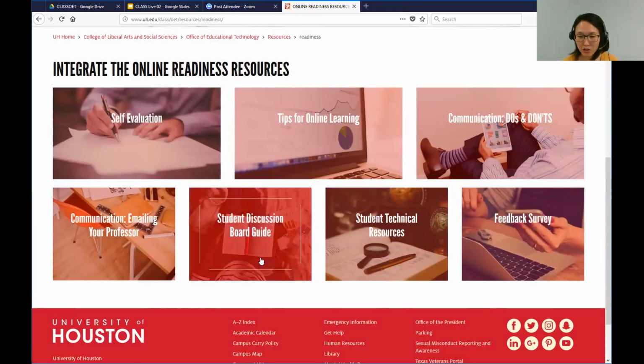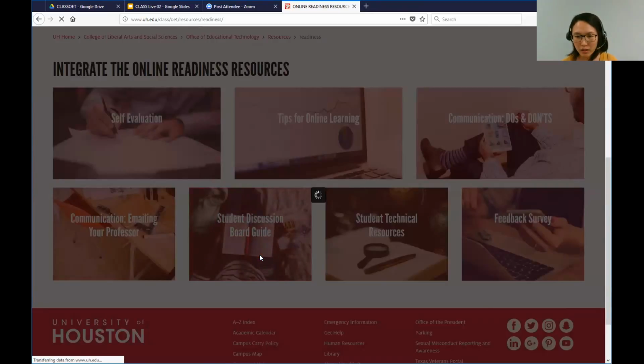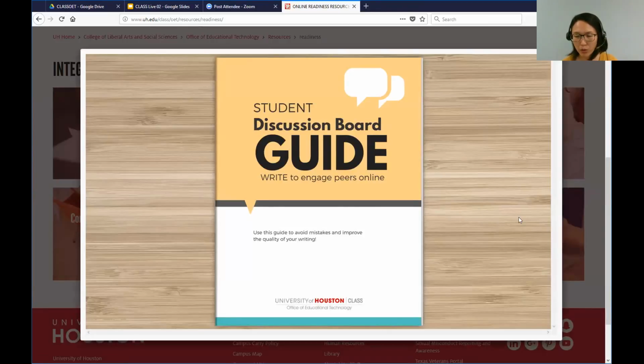Next is a discussion board guide, and this is in a booklet form on our website. So the form of this guide that we have on Blackboard is not a booklet form, but there is a way that you can put this into your course so that it can flip like a book. So just email an instructional designer and we can help you with that.